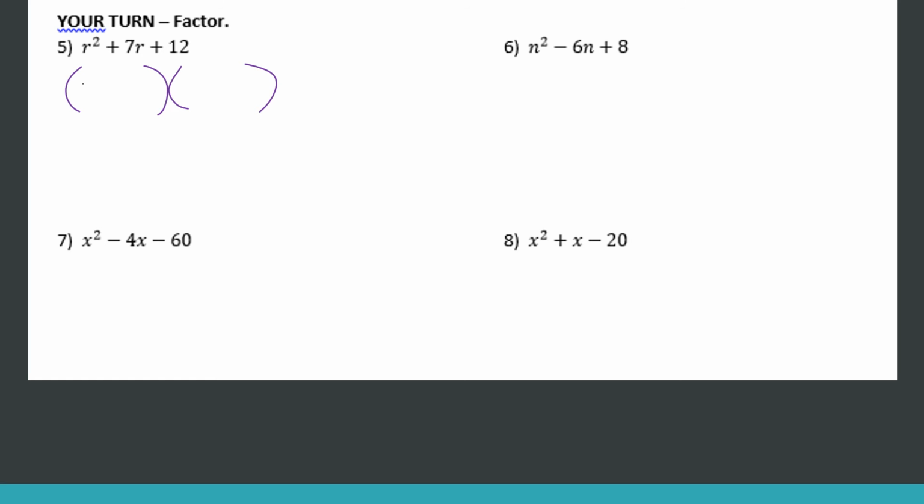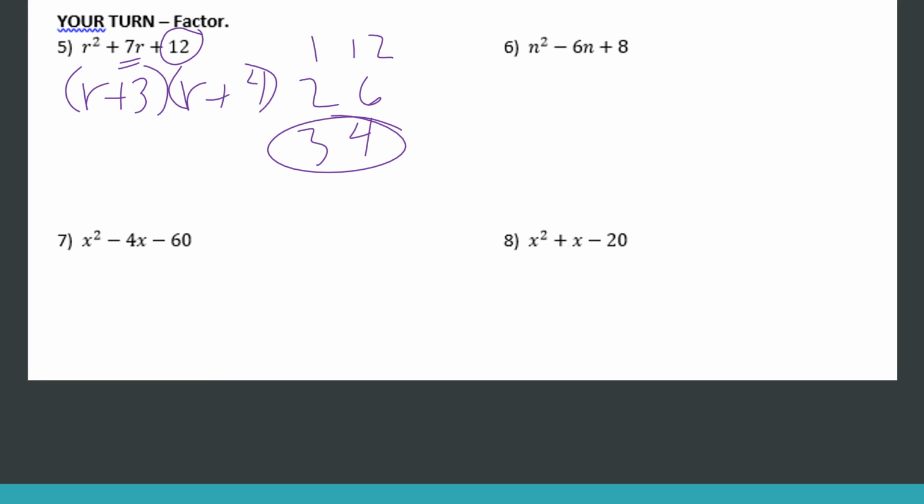For this number 5, I need r times r to give me that r squared. And I'm going to look at the factors of 12 that give me 7. So 1 and 12, 2 and 6, 3 and 4. Looks like it's that 3 and 4 that I need that give me 7. I have to add them, so they're both positive. So plus 3 and plus 4. So 3 times 4 gives me positive 12, and 3 plus 4 gives me positive 7.